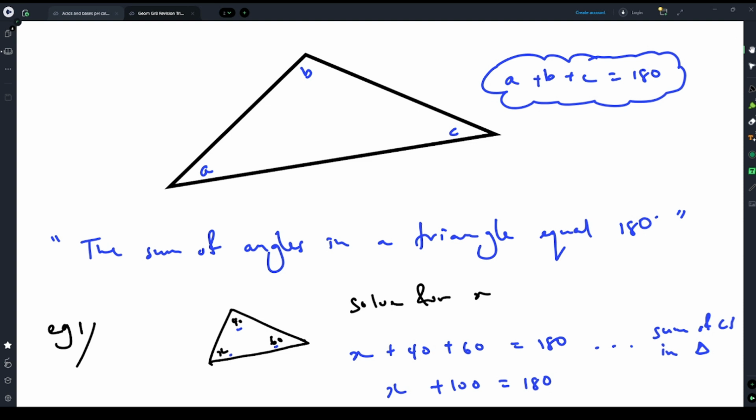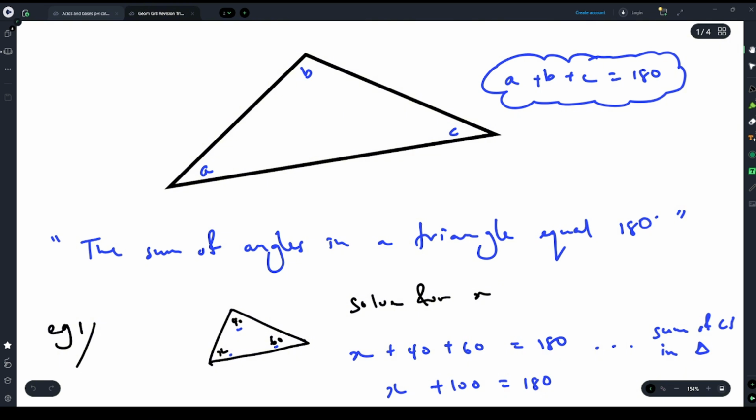Today we'll be dealing with the first of two rules involving triangles for grade 8 students. And that first rule is the sum of angles in a triangle equals 180 degrees, as we can see stated for us. So we've got a triangle drawn with angles A, B, and C in it. And if we add these three angles together, it should equal 180 degrees.